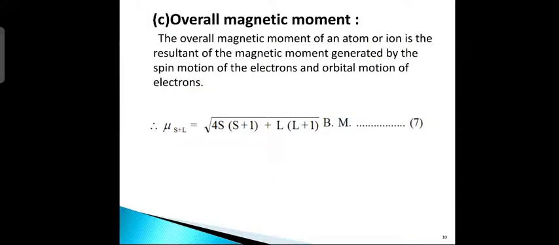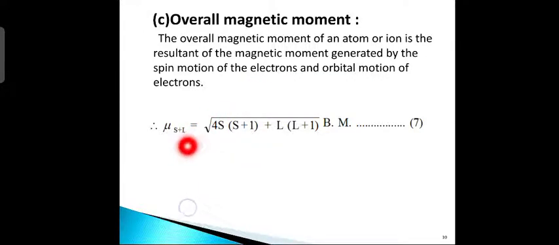Next slide: overall magnetic moment. The overall magnetic moment of an atom or ion is a resultant of the magnetic moment generated by the spin motion of the electrons and the orbital motion of the electrons. Now, which formula is being used to determine the overall magnetic moment?